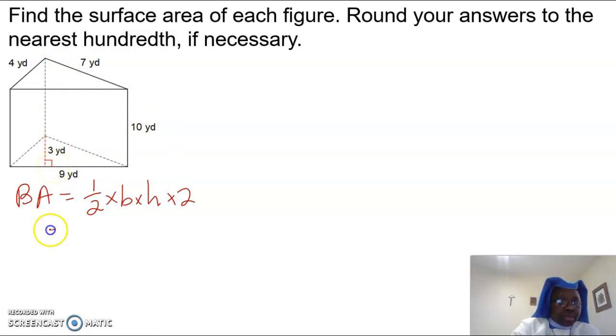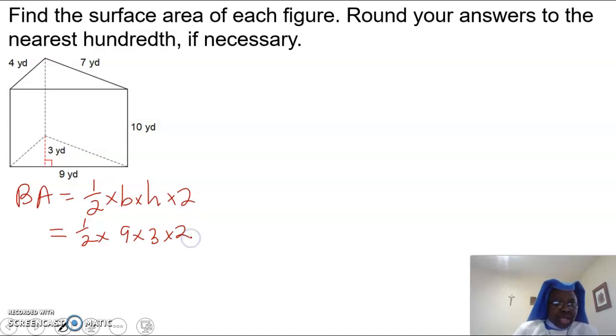But watch it though, they didn't tell us that there is a perpendicular sign here, so the base and the height are not marked, but they show us that the base and the height are 9 and 3 for that triangle. So that's what we're going to use. So the base is 9, the height is 3, multiplied by 2. And again, 1/2 and 2 is going to be 1, so that makes it easier for us. We just multiply 9 times 3 and we get 27. So it's going to be 27 yards squared for the base area.